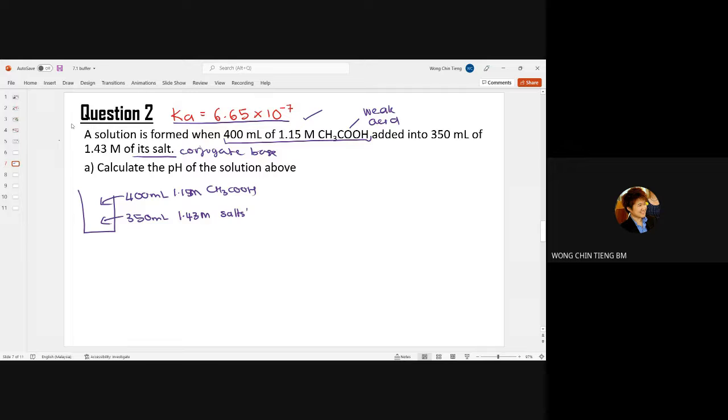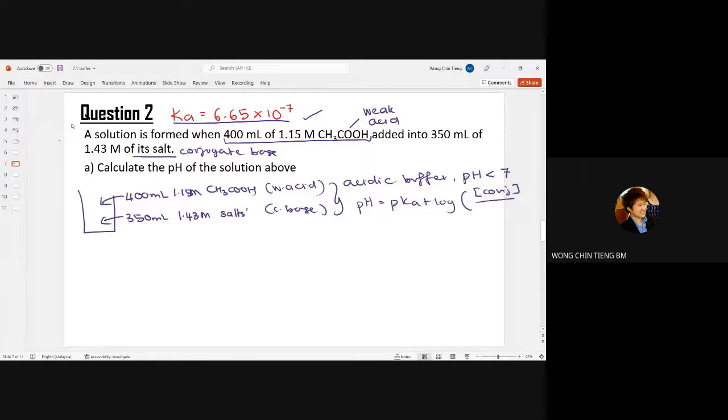Okay, so here we know it is a weak acid. Here we know it is the conjugate base. From here we know it is an acidic buffer. And when we know it's an acidic buffer, pH less than 7, right? pH less than 7, that's one thing. Formula, another thing: pKa plus log of conjugate base over weak acid. Right?